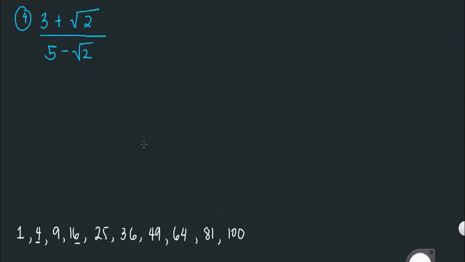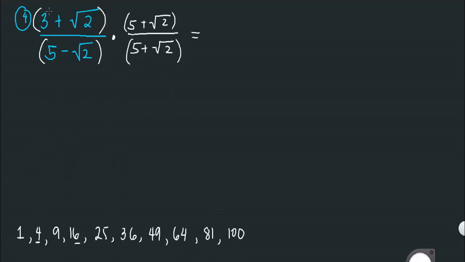Now, for our last and final example, we have 3 plus the square root of 2 over 5 minus the square root of 2. So, if you know how to simplify this given, now feel free to pause this video and try solving it. So, ganun pa rin, multiply by the conjugate of the denominator, itong 5 minus square root of 2. So, yung conjugate niya is 5 plus square root of 2 over 5 plus square root of 2. Okay? So, I think in both numerator and denominator, we FOIL them.